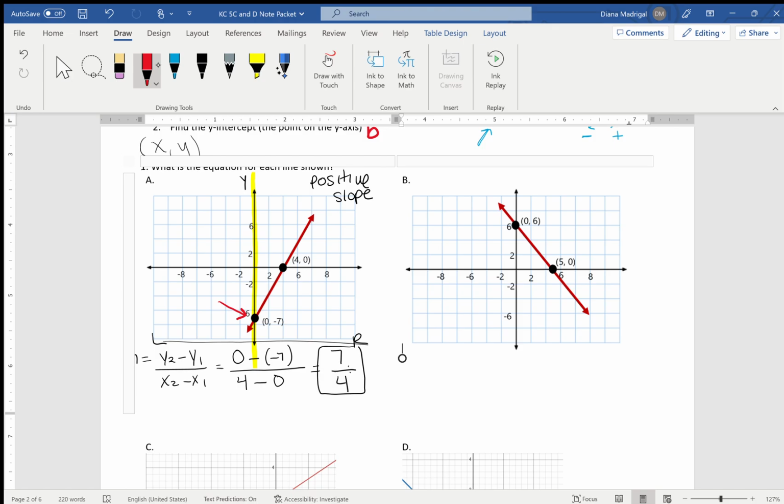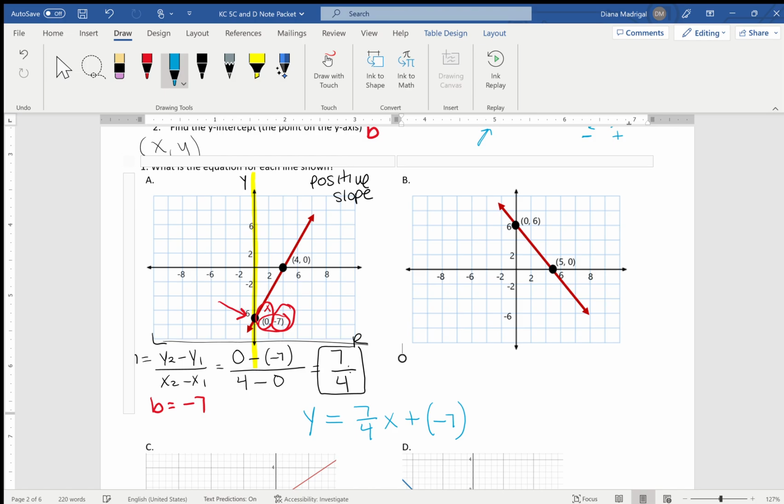Okay, so that means that it's not 6. If you read the coordinate point, remember, this is the starting point. And remember, the starting point has x of 0. So there you go, x of 0. So my y is negative 7, so my b is negative 7. So now that I know all that information, I'm going to write my equation. My equation for this line is y equals 7 over 4x plus negative 7.